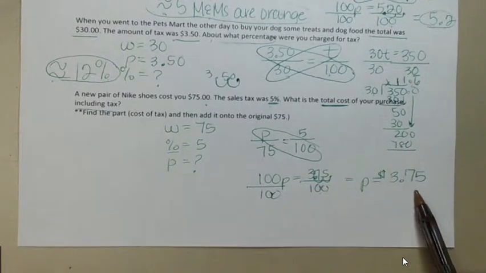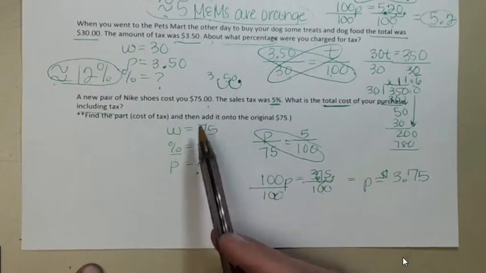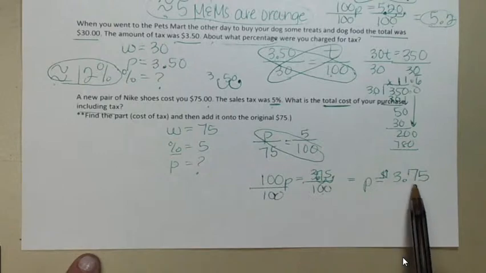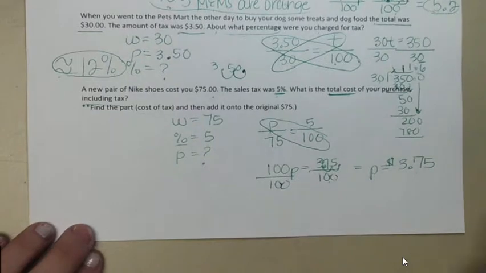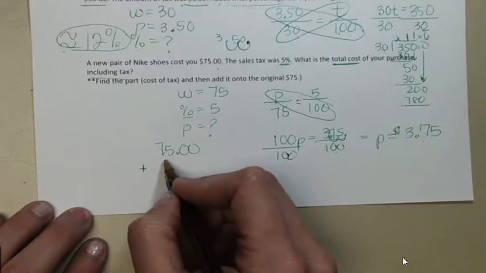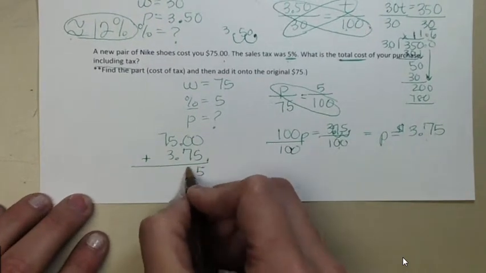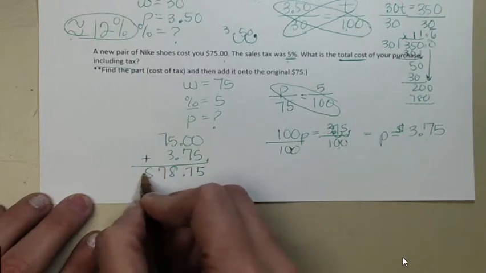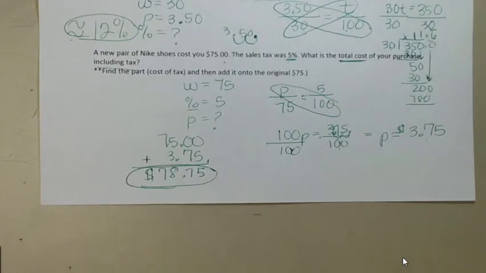This is just step 1. This is not the answer. This just tells me how much I'm paying for tax. This says on a $75 purchase with the 5% tax percentage, you're paying $3.75. So now I need to take my $75 that the shoes were and add it to the $3.75 that we just figured out was your tax. When you add, you get $78.75. So your total for that purchase would actually be $78.75.